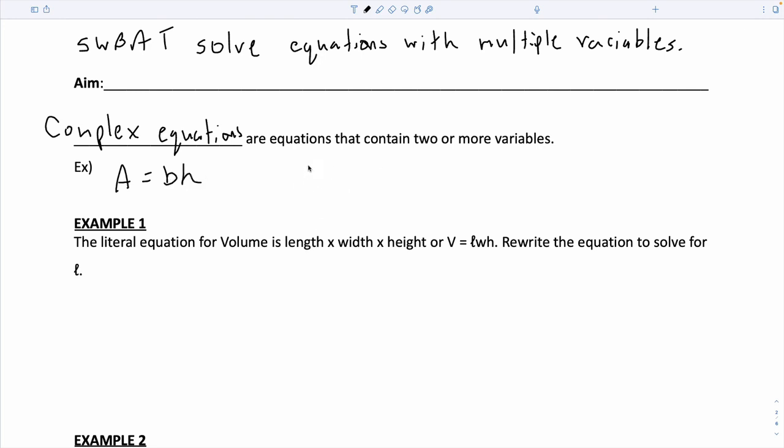You could find the circumference of a circle. C equals 2 pi r. There are two variables in this one. There are three variables in this one. So multivariable equations happen all the time.